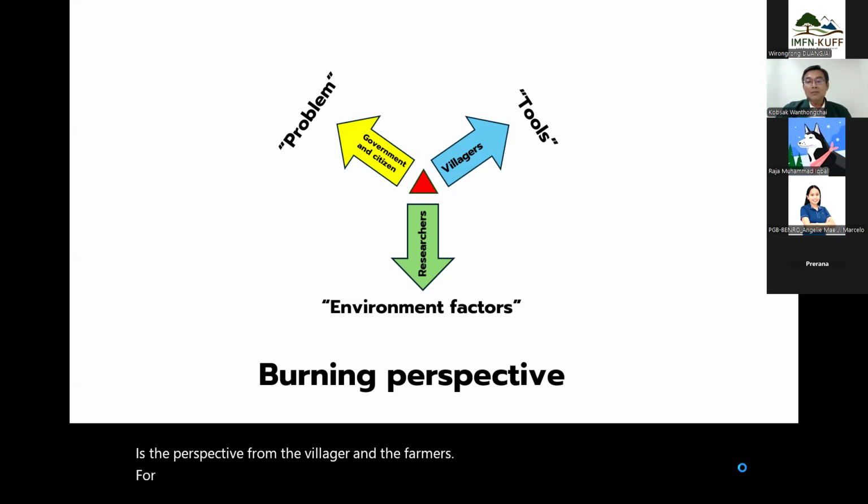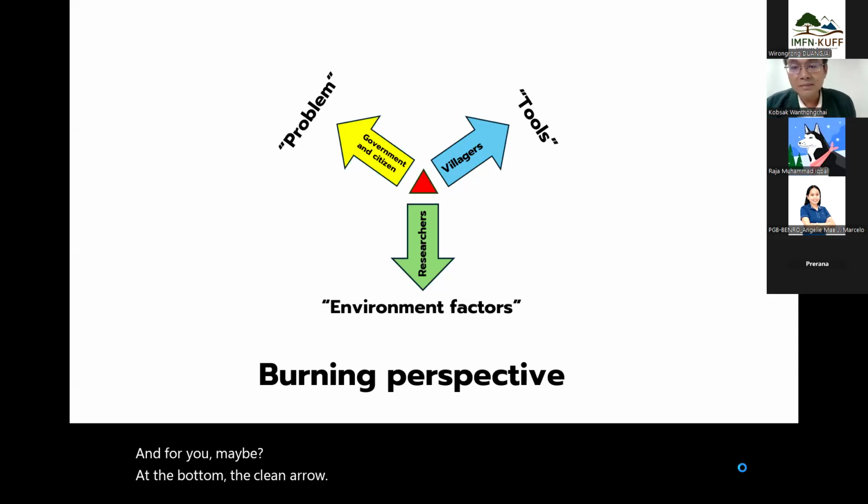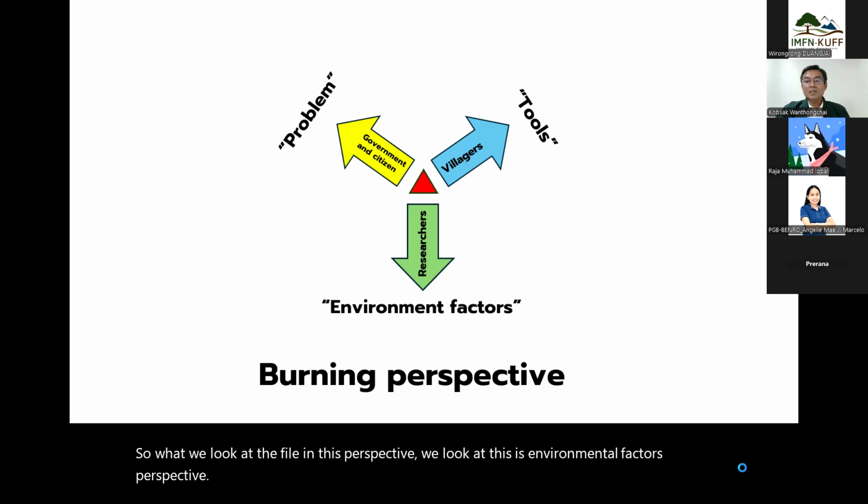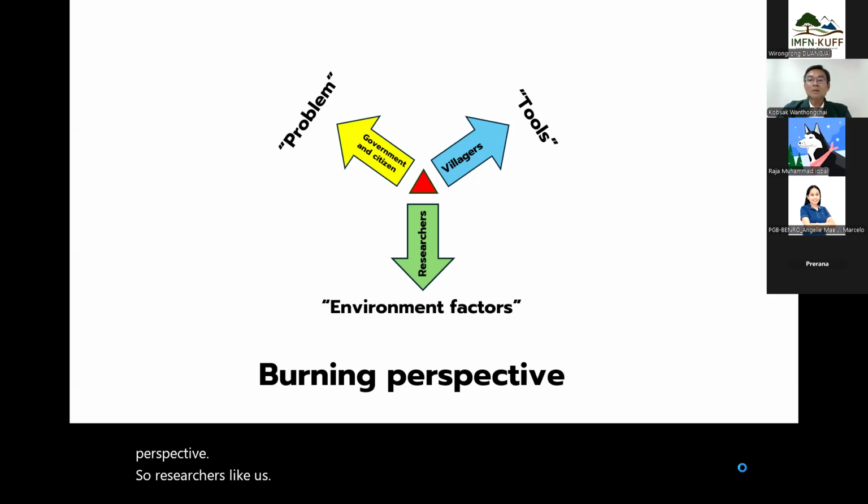For me and for you, maybe at the bottom, the green arrow, the researcher perspective. This is the environmental factors perspective. Researchers like us approach burning from an analytical standpoint, studying the effects of fire on ecosystems, fire behavior, fuel load dynamics, and long-term ecological impacts. They aim to understand both the risk and the potential ecological role of fire.